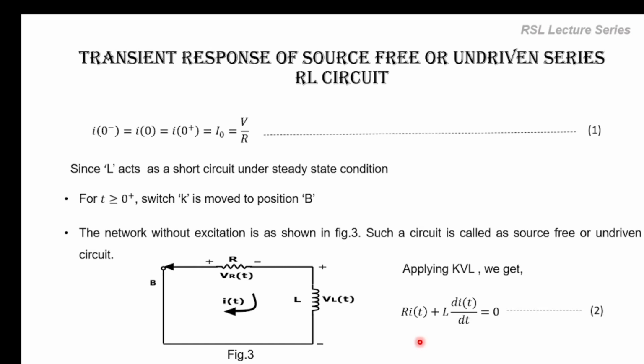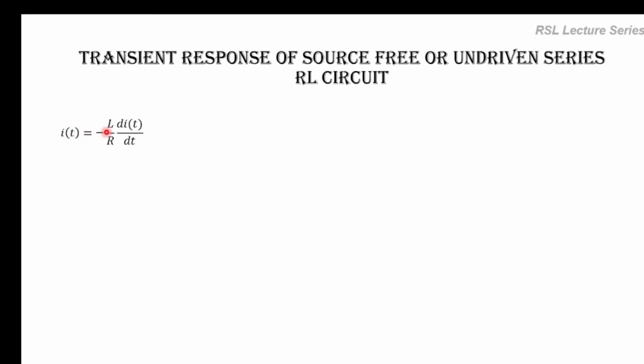Okay, let this be equation number 2. Now our aim is to find the value of I of t. We can rearrange this equation. It can be written as R into I of t is equal to minus L into di of t by dt, or I of t is equal to minus L by R into di of t by dt. This is equation number 3.